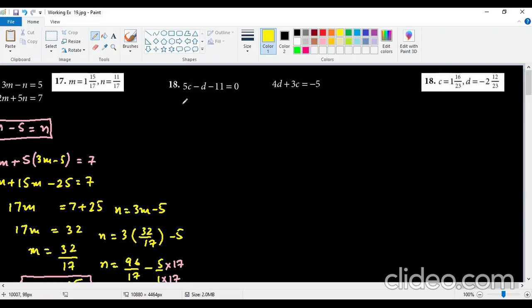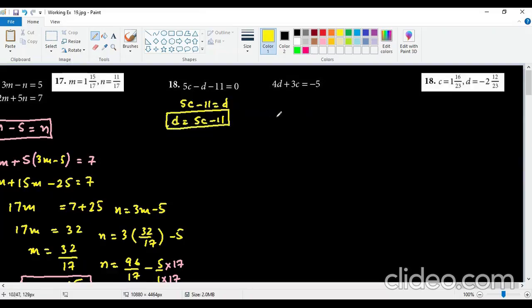And if you look at equation number 1 carefully, I will just rearrange this and I will say that 5c minus 11 is equal to d. I have rearranged the position of d. So this is the value of d. I can write the other way around. I can say that d is equal to 5c minus 11. Both are fine. So this is going to be the value of d.